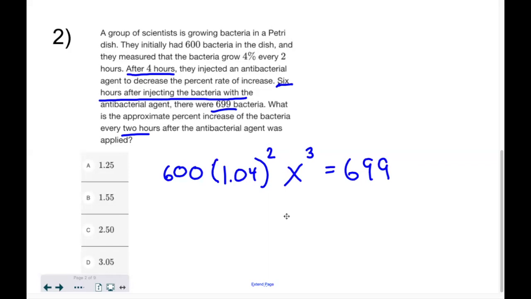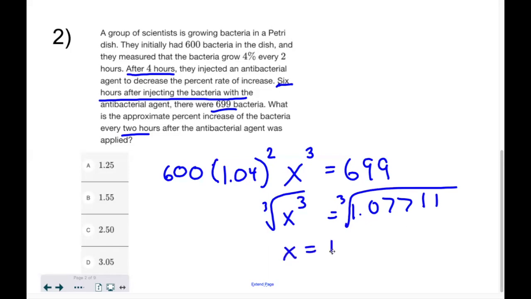So what I can do is multiply 600 by 1.04 squared and then divide 699 by that number. And I get x cubed is 1.07711. And then I want to cube root each side, and x is going to be 1.025. Now, this is important.